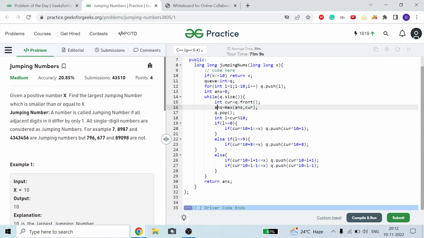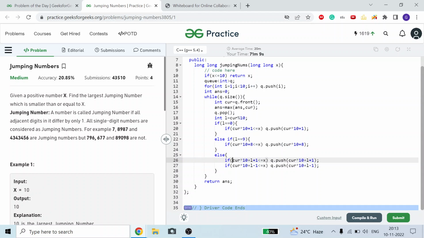So now guys, this is answer comma cur. Okay, well and good. So now I will remove that particular number, meaning I took it and calculated it. Now I have to add the new numbers I can form using this particular number. The last digit is cur modulo 10, which gives me the last digit. If this is equal to 0, then I know I can only add 1 to it, meaning 0 plus 1, that is 1. If this number is less than or equal to x, then I will add this in my queue. If L is equal to 9, I know I can only add 9 minus 1, that is 8. If this number is less than x, I will add it in my queue.